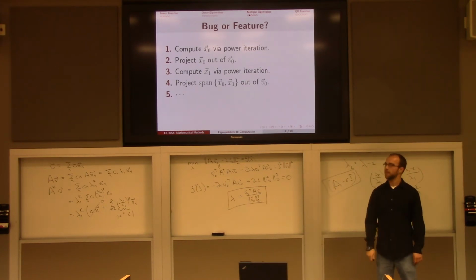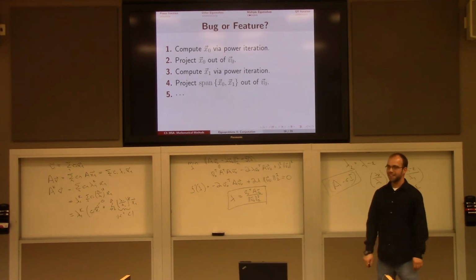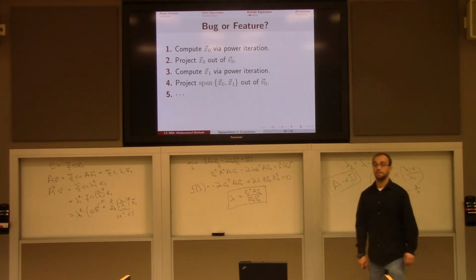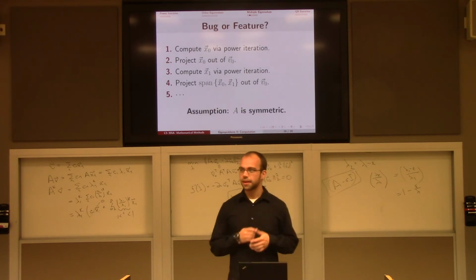This is a perfectly legitimate algorithm for finding the eigenvectors of a symmetric matrix M. Now, why do I say symmetric? What property did I use here by accident?